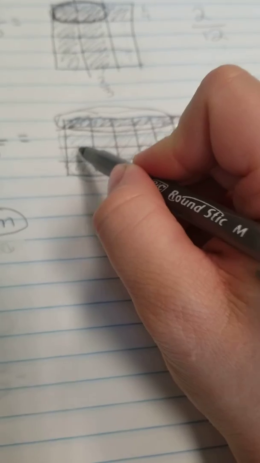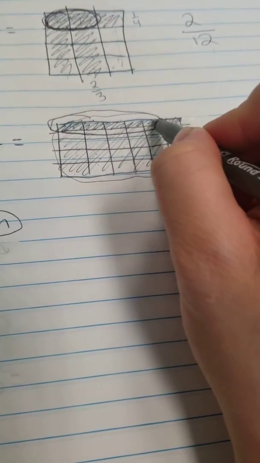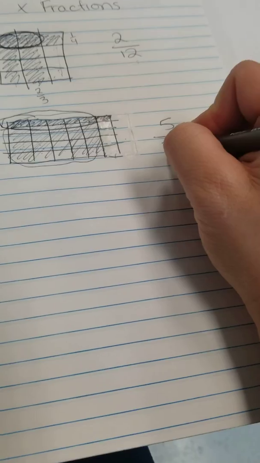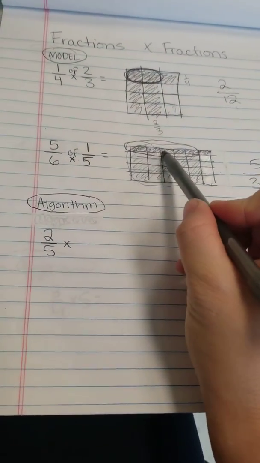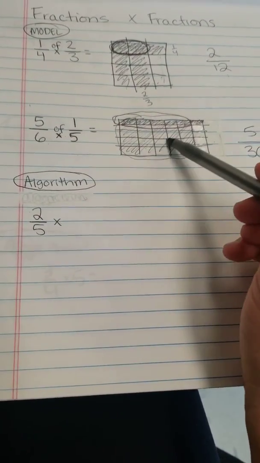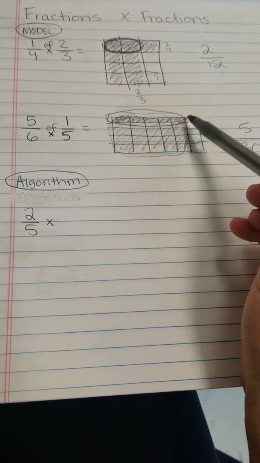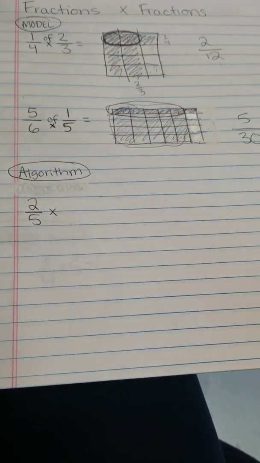So 1, 2, 3, 4, 5 parts out of a total of 30 parts total. So where the 2 shades overlap is where your answer is. Where it's just the other number shaded on its own, that's left out. But you always look at the number of parts in the whole thing.